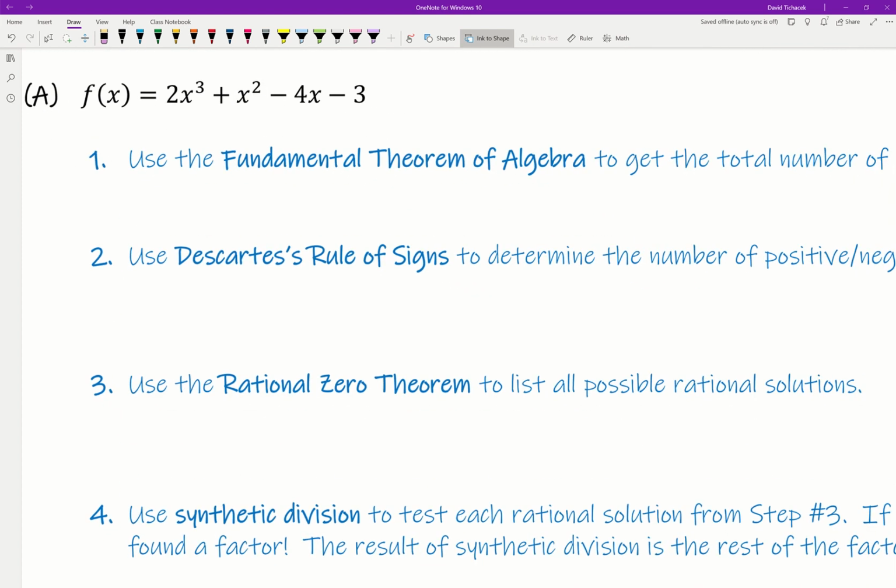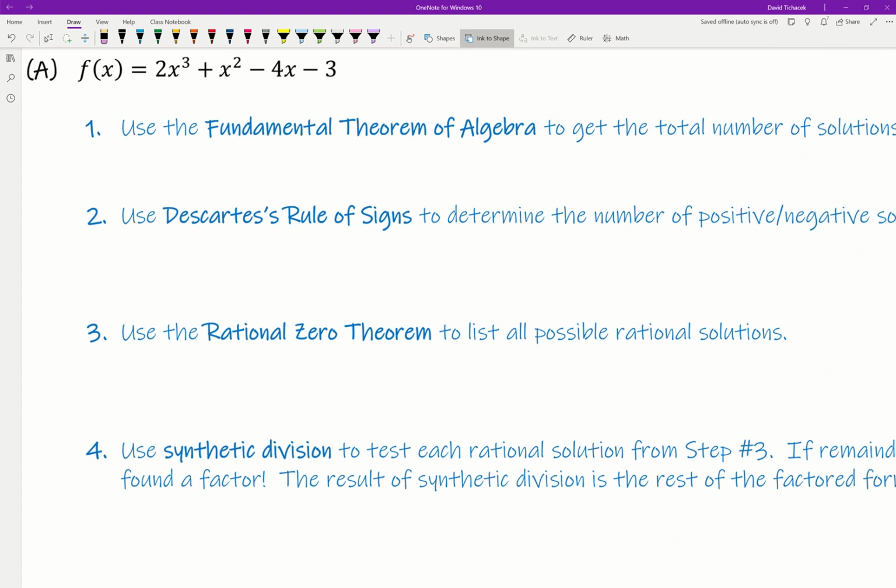And so here in the video, let's go ahead and go through this process here. So number 1, it says use the fundamental theorem of algebra to get a total number of solutions. The degree of this polynomial is 3. You can see that this is already written in standard form, and the largest exponent on an x is a 3. And so that's the degree. That's going to be a degree 3 polynomial, aka a cubic polynomial.